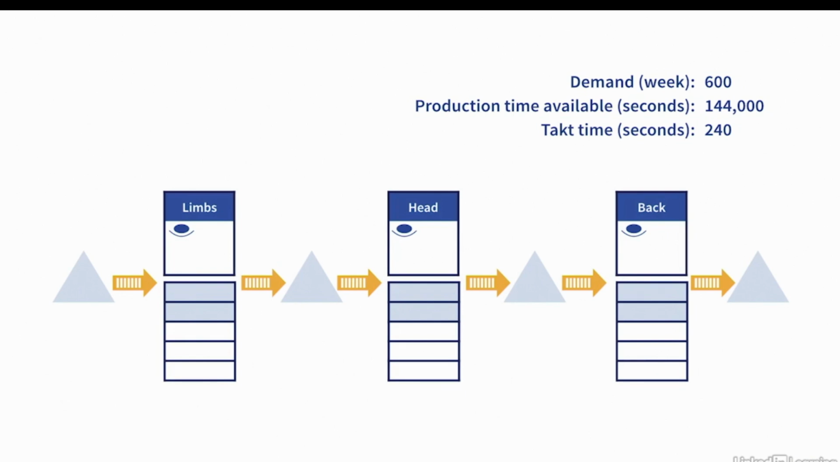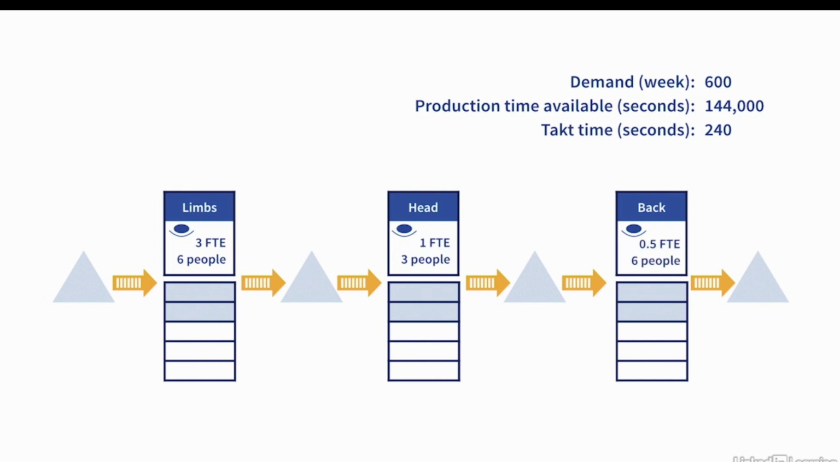So remember that for the limbs, we have 3 full-time employees, and we have 6 people total. And again, this is something that you are told or that you learn through observation. For the head, we have 1 full-time employee, 3 people are available, and to attach the back, we have a half full-time equivalent and 6 people.